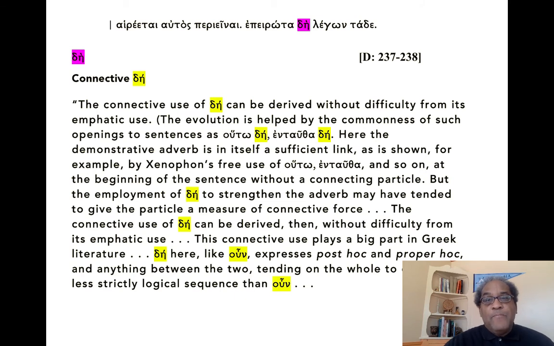So we have in this instance, haeretai autos perienai. He makes this decision that he is going to live, i.e., that he's going to kill his master. So he has to ask, eperota de legontade. And so this de connects this question with the decision that he made internally in the words before.